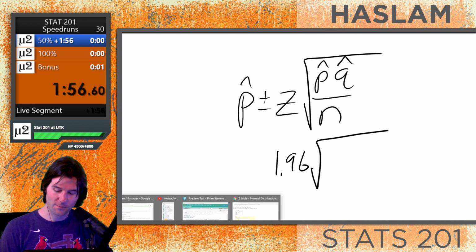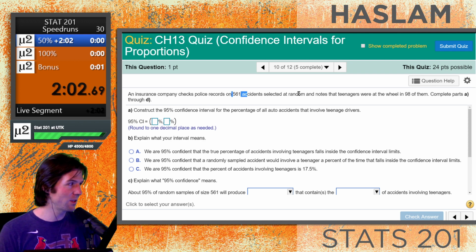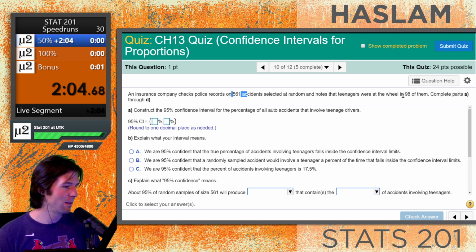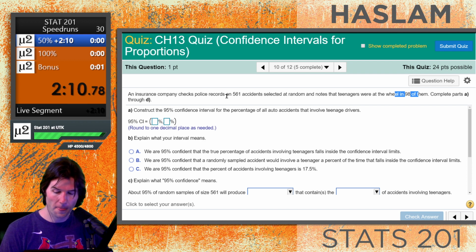So now we hop over here, and we see that we have 561. What is 561 in this? It's 98 accidents in which there was a teenager at the wheel. Is that the question? I think it is. Yep. 561 is n, and 98 is x, because it's 98 out of 561.